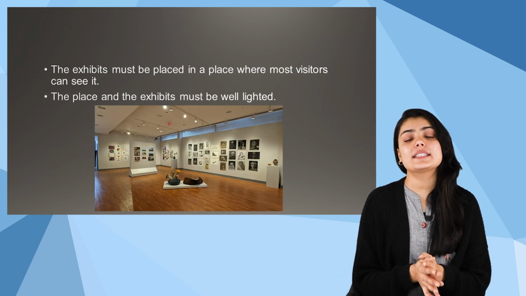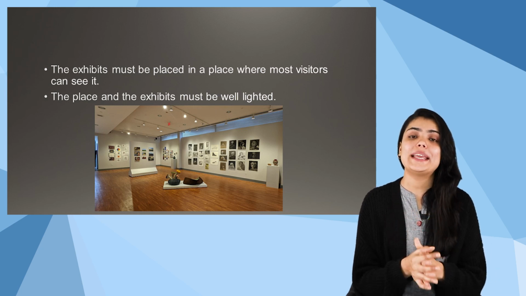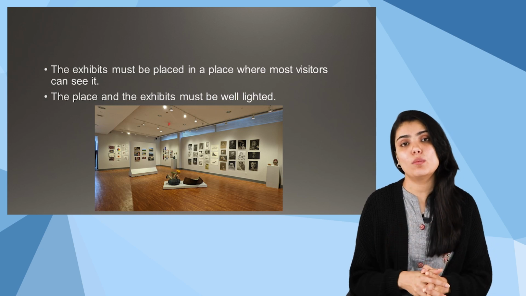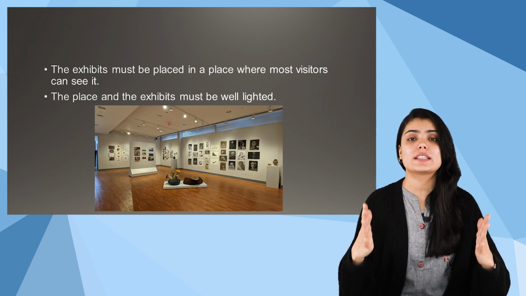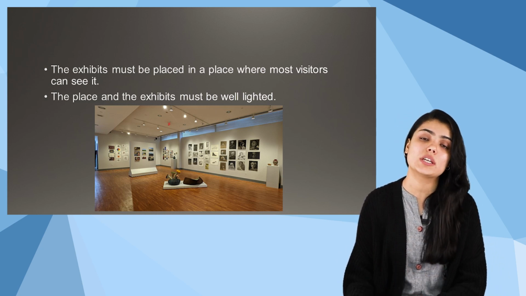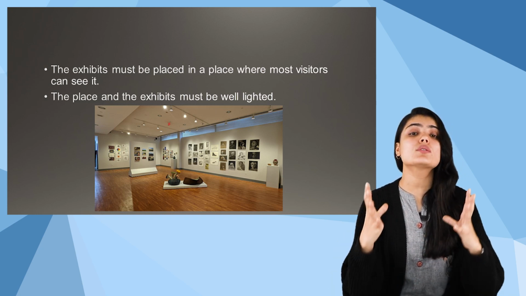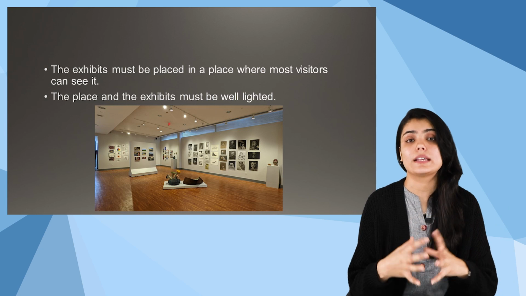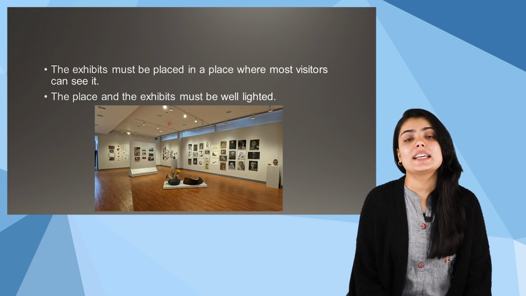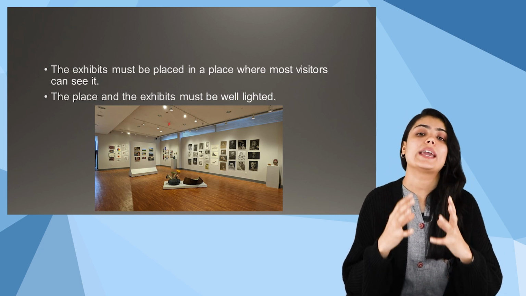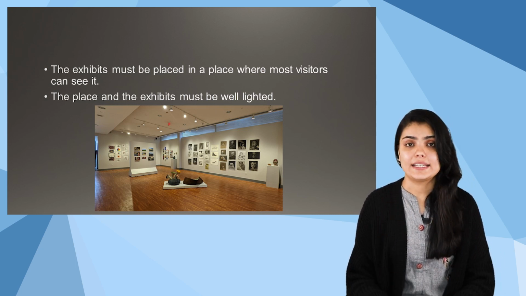The next characteristic is that the exhibits must be placed in such places where the viewers can see them the most. Okay, so when the exhibits are arranged for the exhibition, we must place them in such places where most of the viewers can see the exhibits. The next characteristic is that the place which is selected and also the exhibit must be well lighted.